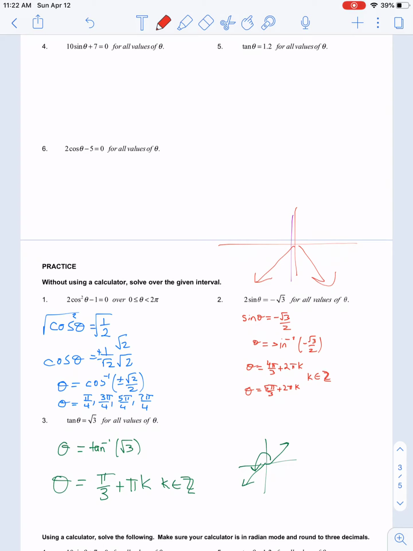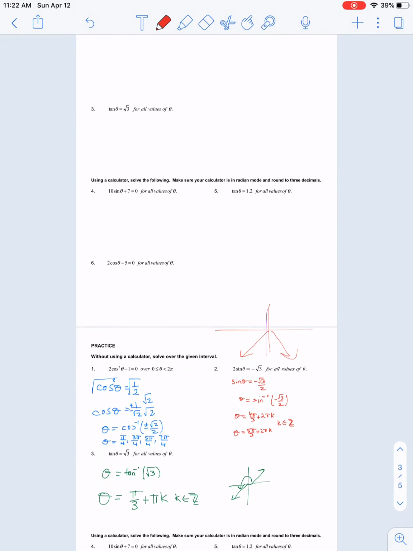Then I go on to tangent. It's positive, so I can work with something in quadrant 1. I know my reference angle is pi over 3, so I found my first angle, and because the period of tangent is pi, I know the other answer is going to be a distance of pi away. Thus, I add pi k to get to quadrant 3, and then I can just add pi again and again and again.